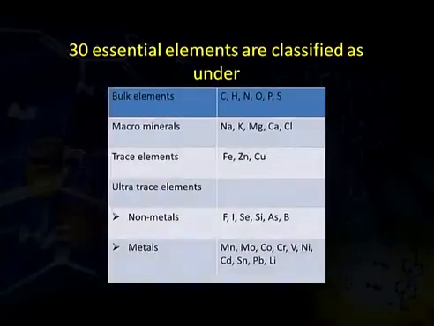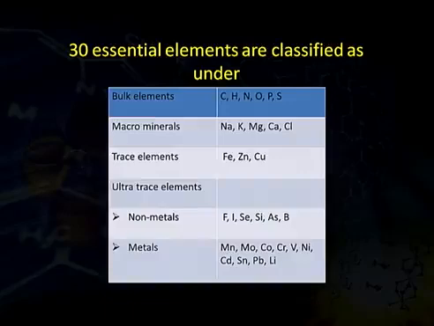The 30 essential elements are classified as under. Bulk elements include carbon, hydrogen, nitrogen, oxygen, phosphorus and sulfur. These elements are present in bulk amount or in large amount in the body, and they are required in the makeup of the organism. Then we have macro minerals. Macro, as the name indicates, again means large amount. These include sodium, potassium, magnesium, calcium and chlorine. Thereafter we have trace elements which are iron, zinc and copper. These elements are required in very less amount in the body, that is in the amount of milligram and microgram.